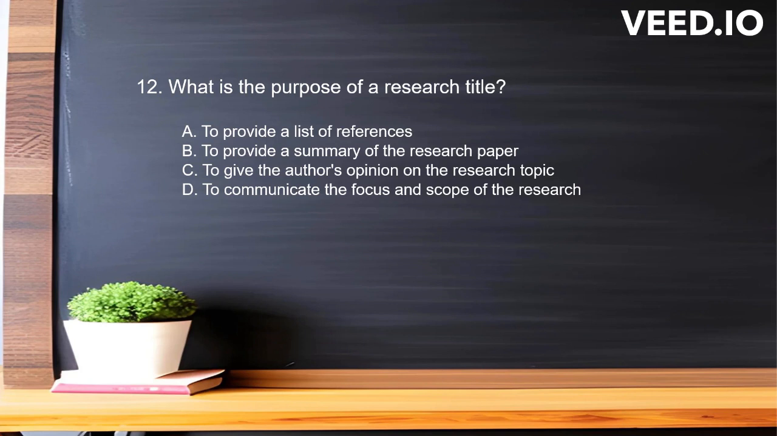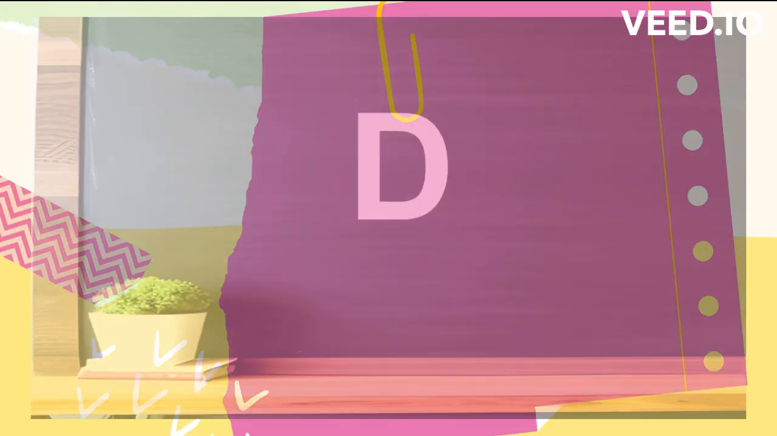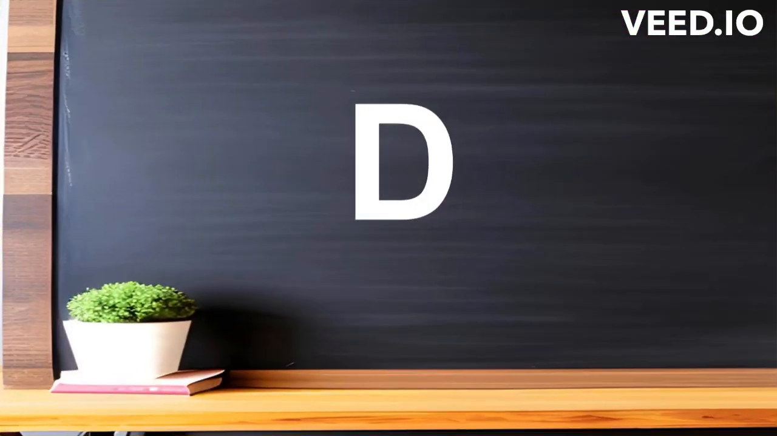12. What is the purpose of a research title? A. To provide a list of references. B. To provide a summary of the research paper. C. To give the author's opinion on the research topic. D. To communicate the focus and scope of the research. The answer is D. To communicate the focus and scope of the research.